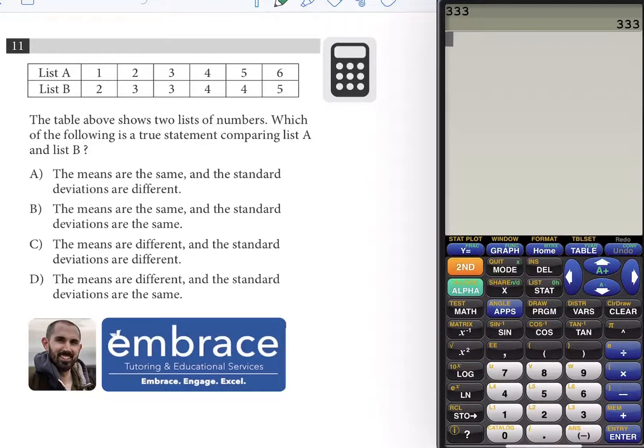So here for number 11, it says the table above shows two lists of numbers. Which of the following is a true statement comparing list A and list B? Okay, so it looks like our answer choices are comparing the means with the standard deviation. So first of all, let's talk about those two terms. The mean is just a fancy way of saying the average.